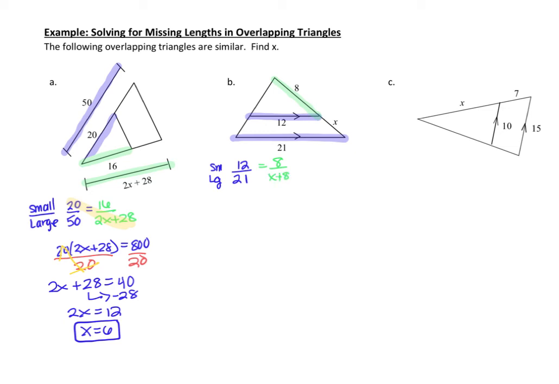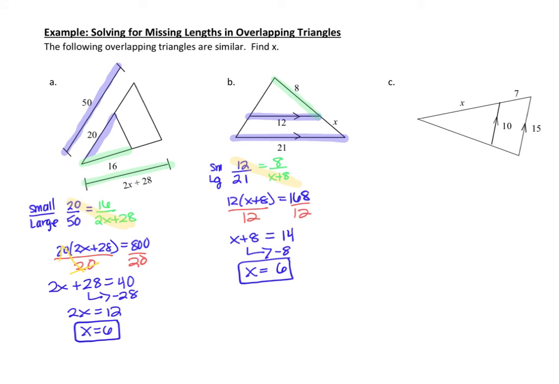Let's go ahead and use our cross products. So let's multiply 12 times x plus 8 and set that equal to 21 times 8, which is 168. I'm going to see if 12 will divide into 168 evenly, and it does. So let's get rid of that 12 by dividing it out on both sides. That's going to give me x plus 8 is equal to 14. I'm going to just subtract the 8, and you get an answer of 6 for x.